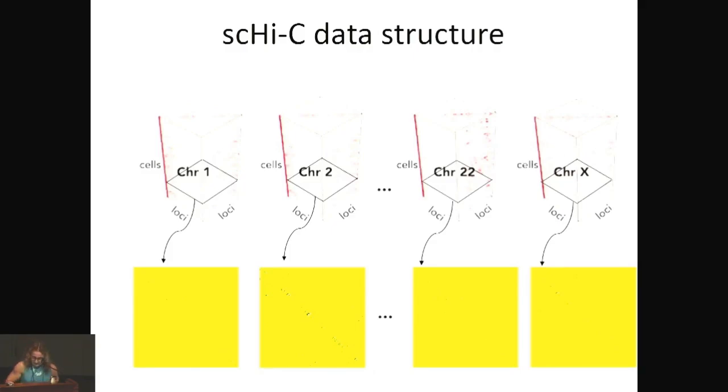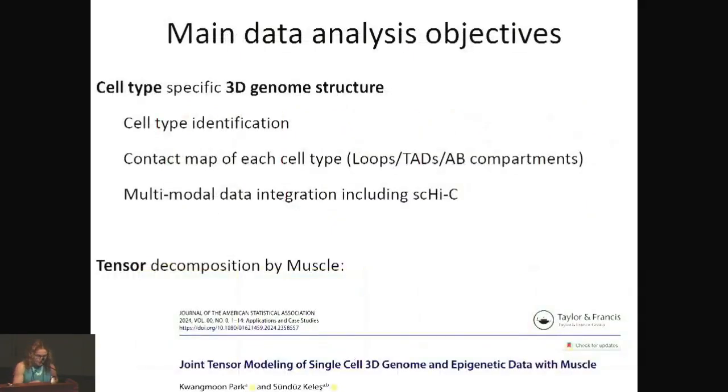Okay? And with this type of data, the main analysis objectives are the usual. Given that the data is coming from a complex tissue, we want to identify cell types and cell subtypes. We want to ask whether, just based on 3D chromatin structure, we can learn differences in cell types and subtypes.